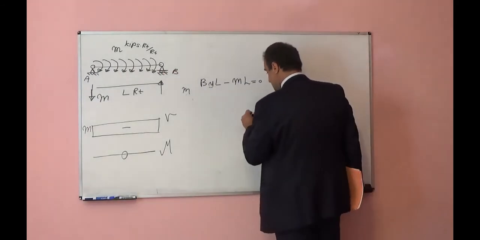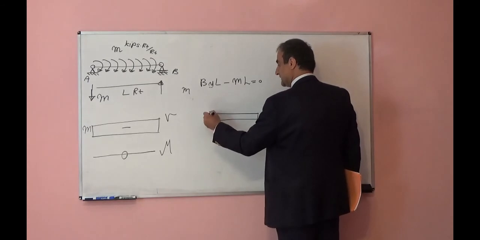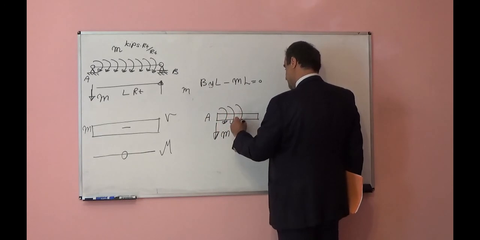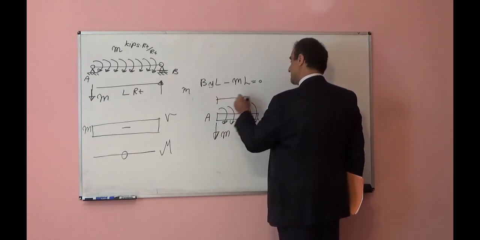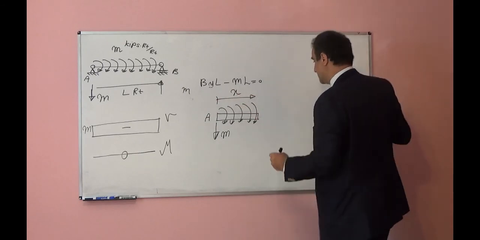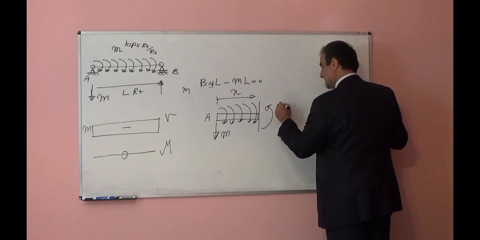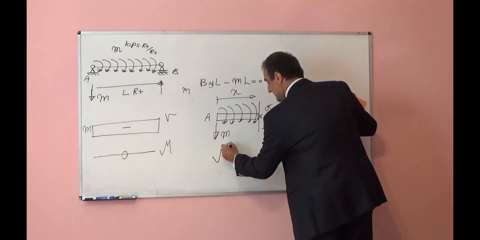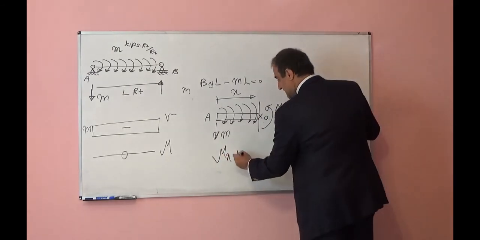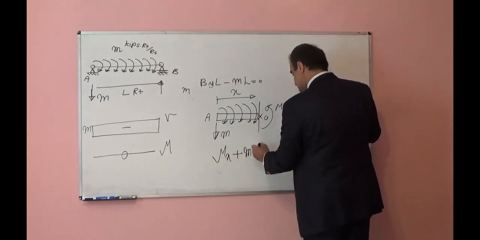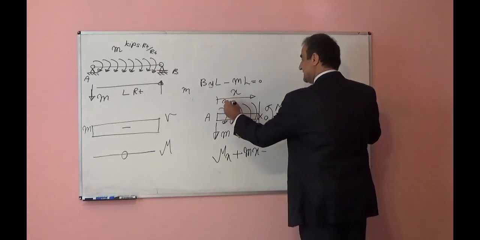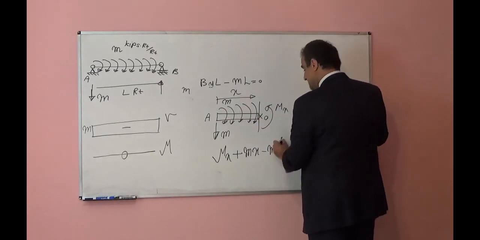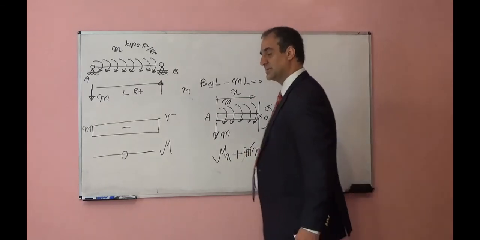Why? Let's look at the free body diagram. If I cut here, this is point A, this is m. I apply this m, distributed moment. This is x. I want to find Mx here at x distance. I will take moment with respect to the cut point, point O. What I have? I will have Mx plus this m times x minus this m, intensity of the moment, times x is equal to 0. These will cancel each other. Mx will be equal to 0.